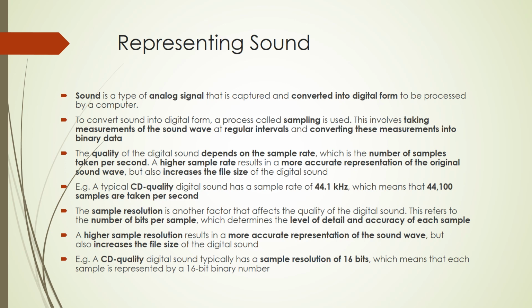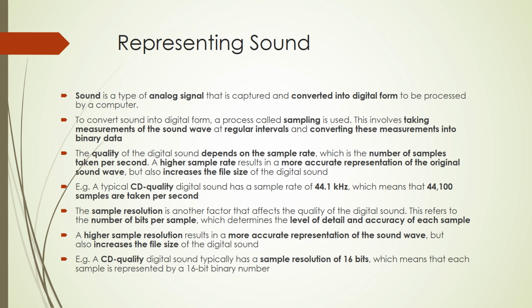The quality of the digital sound depends on the sample rate, which is the number of samples taken per second. A higher sample rate results in a more accurate representation of the sound wave, but it also increases the file size of the digital sound. For example, CD quality digital sound has a sample rate of 44.1 kHz, which means that 44,100 samples are taken per second.